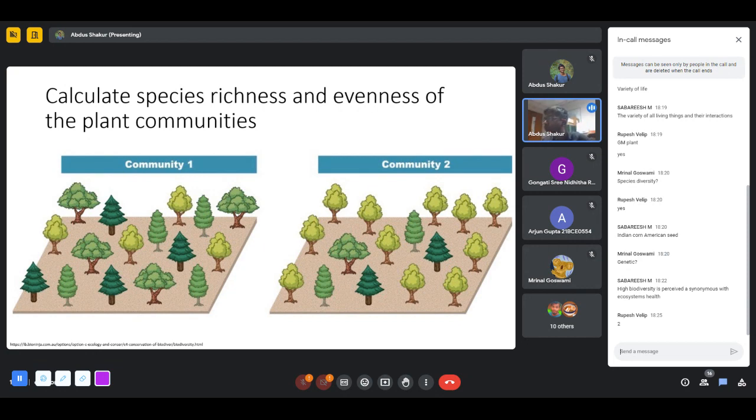Two. Community two, or the answer is two. The number of species, the shape, the color, you can look at all those things and then say that is a different species. Okay.